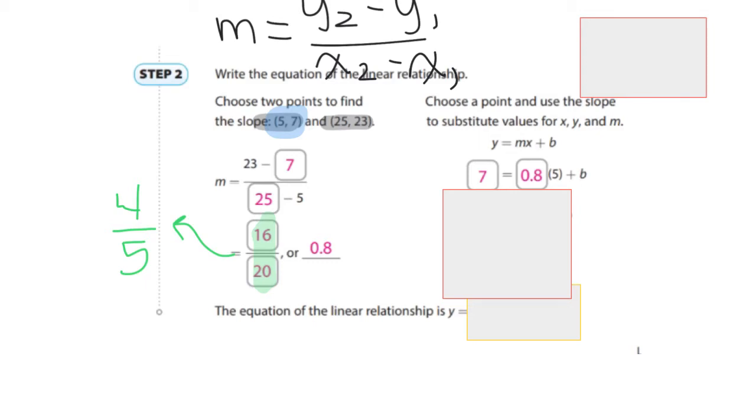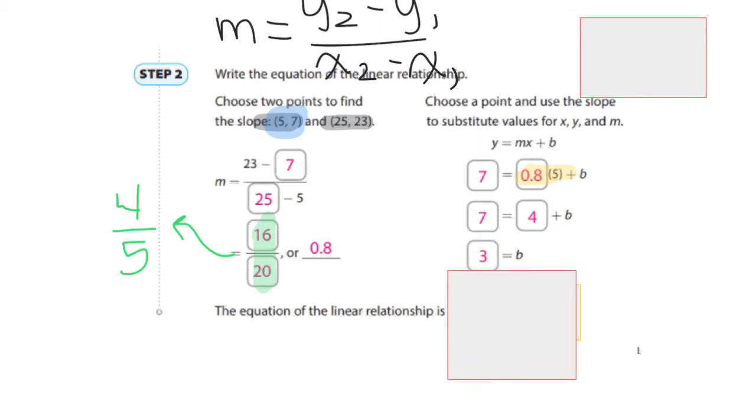Next up, you have to multiply 0.8 times 5. With your calculator, multiply 0.8 times 5, and you should get 4. Now to eliminate this 4, I'm going to subtract 4 from both sides. So do that, subtract 4 from both sides, and you should get your intercept as a 3.